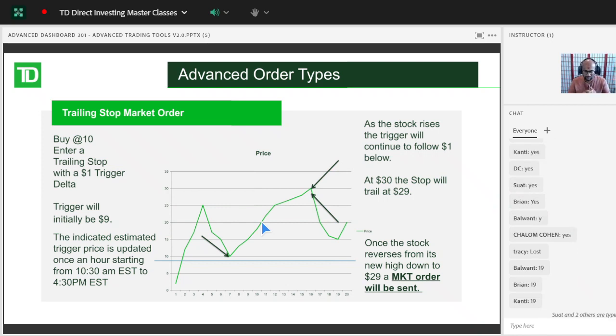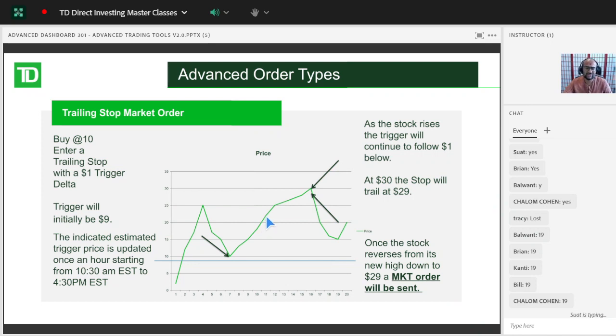Balwin says 19. Perfect. Brian, 19. Exactly. It's a $1 difference. So it follows the stock on the way up only. Just remember that. Not on the way down, but on the way up only. All right. So the new trigger is at $19.